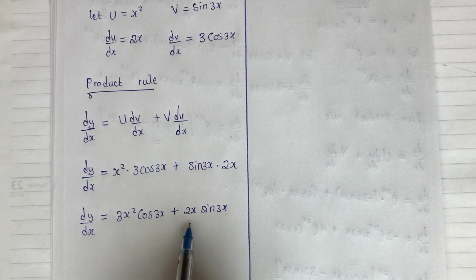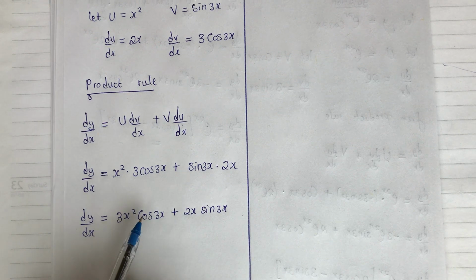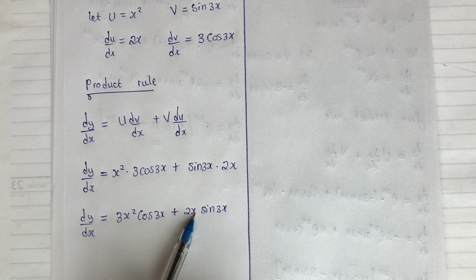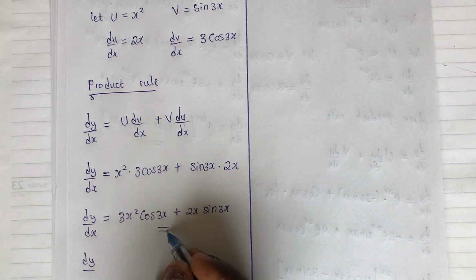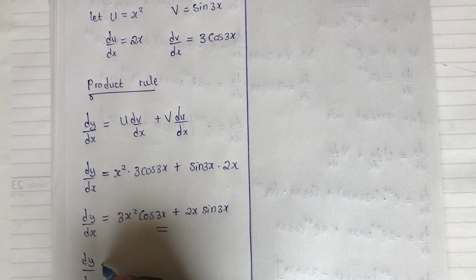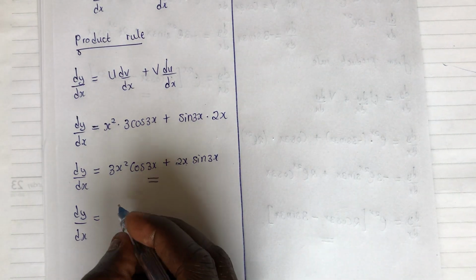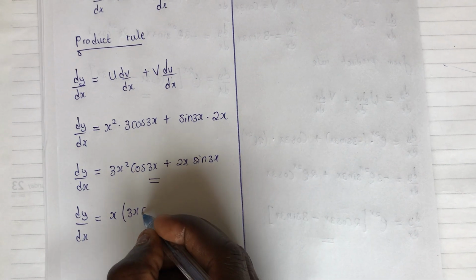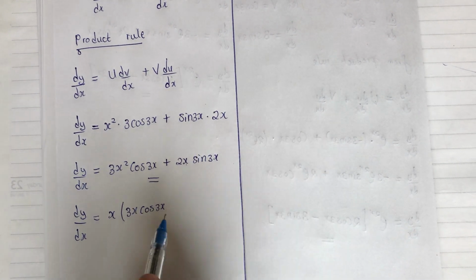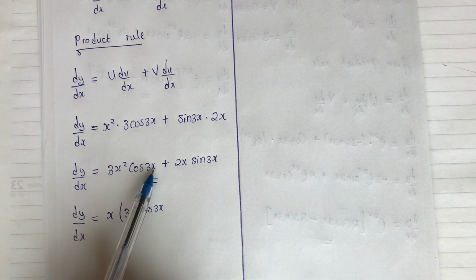You can leave it here, but I can also decide to factorize something out. I have x here, which is x squared, and I have x here. So I can pick one x and factorize it out since there's only one x here. So my final answer, you can leave it here if you want, but if you want to simplify it further, you have dy/dx will give you x outside, 3x cos 3x. Remember, you can't touch this one. You can't factorize this thing out. This x, you can't take it out.